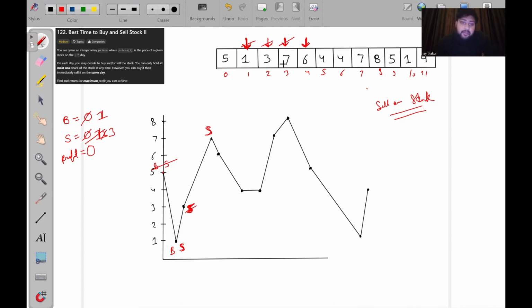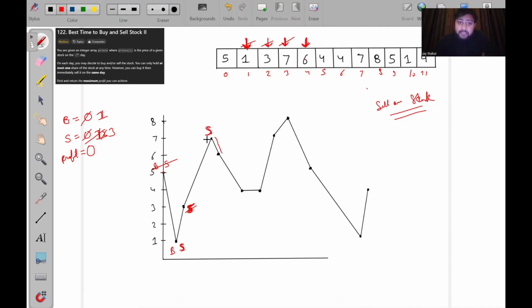Now again we will compare whether the price on the current day is greater than the price on the previous day. No, now this price is declining. Now the price of the stock is declining, and here we can see this stepping down. So here the price of the stock is actually declining. So if the price of the stock is declining, what will we do?